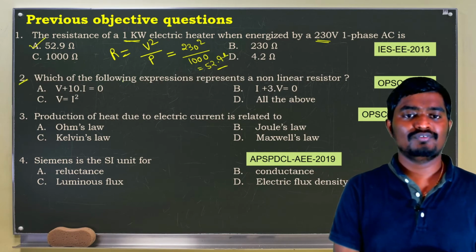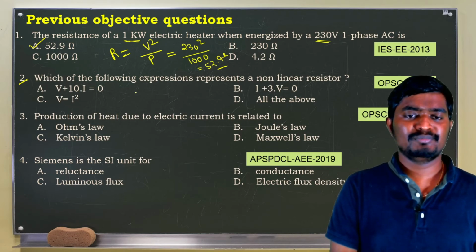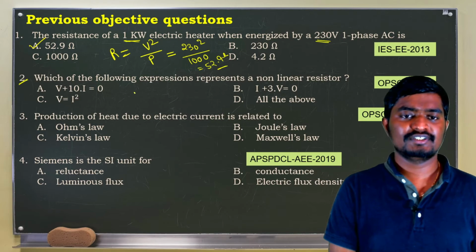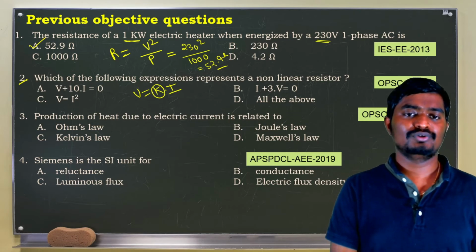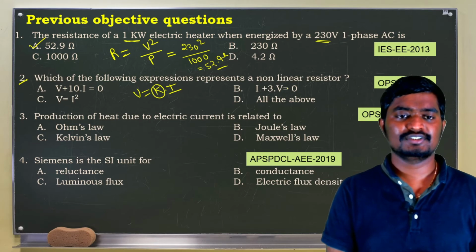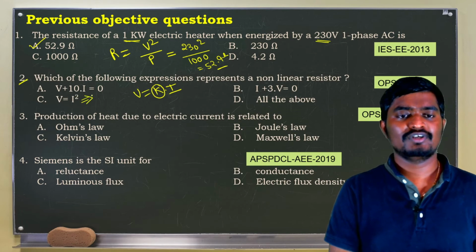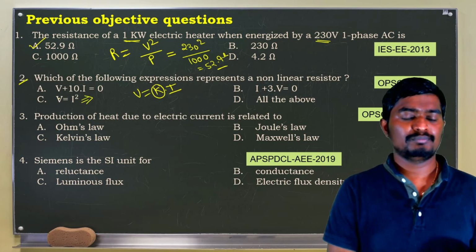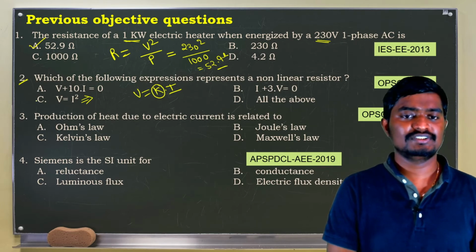Question number 2. Which of the following expressions represents a non-linear resistor? A linear resistor means the relation between the voltage and the current flowing through a resistor is V equal to some K into I. This K may be a positive value or it may be a negative value, but the relation is V equal to K into I. When you look into the options, option A is a linear resistor and option B is also a linear resistor. In option C, the current is squared. Square of the current gives a non-linear function. Option C, V equal to I square, is a non-linear resistor. Option C is the correct option.